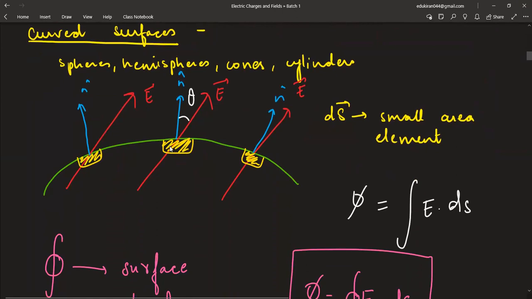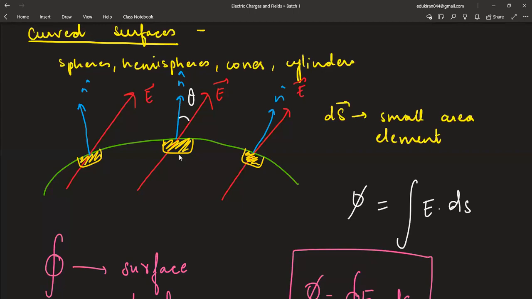Now, when we are talking about curved surfaces, there also we will be taking n cap. So n cap will be perpendicular to a small portion of the area vector. All right, like this.